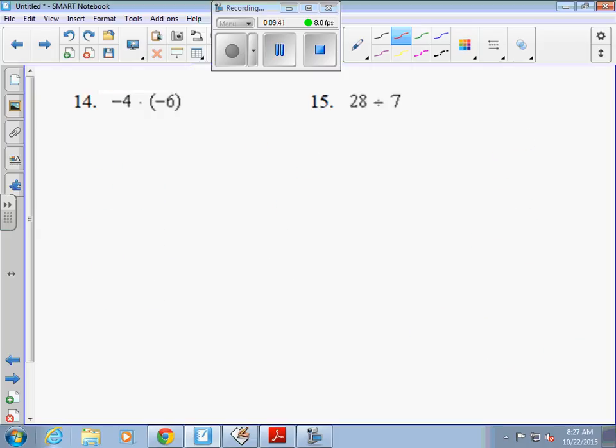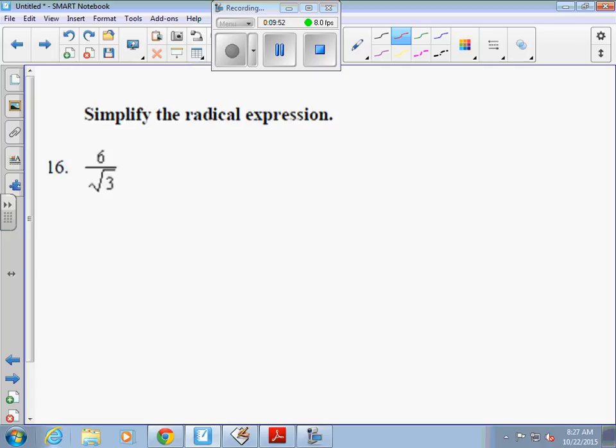Negative times a negative is a positive. 4 and 6 is 24. 28 divided by 7 is 4. 16, simplify the radical expression.